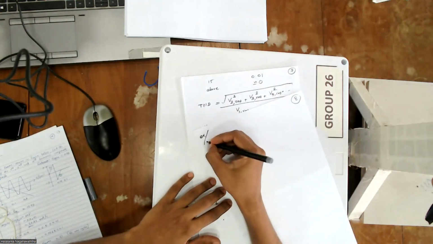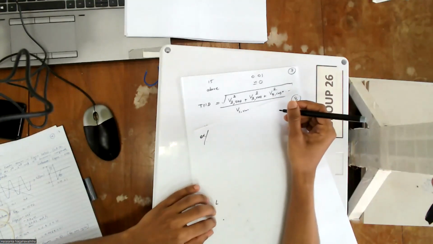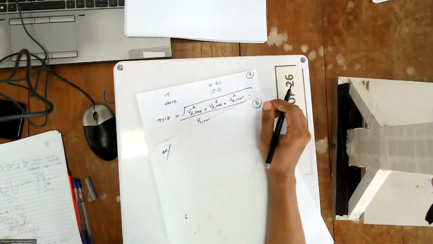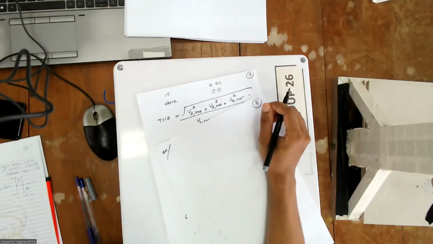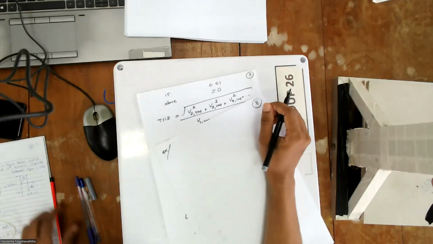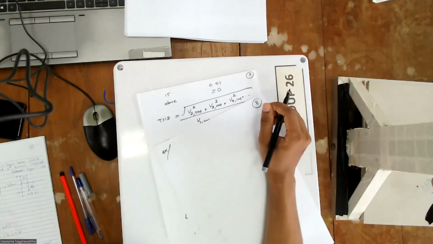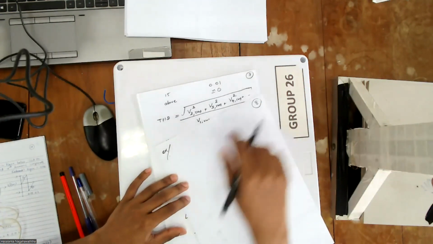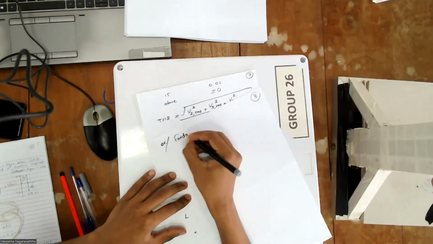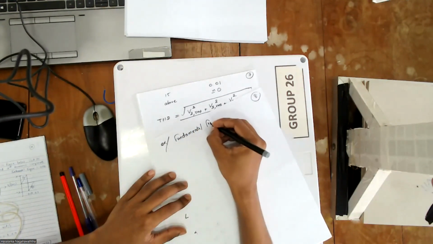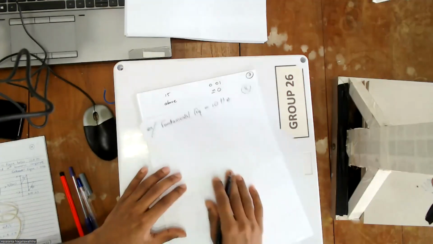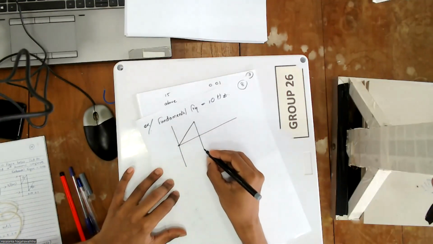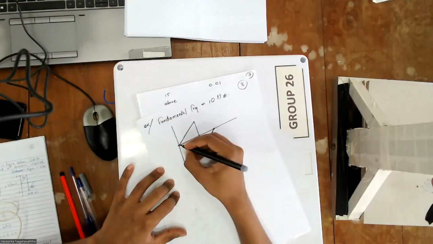Write down the example. For a periodic function shown in the figure below, find the amplitude of the first, second and third harmonic components. The fundamental frequency is 10 Hertz. The curve is something like this.